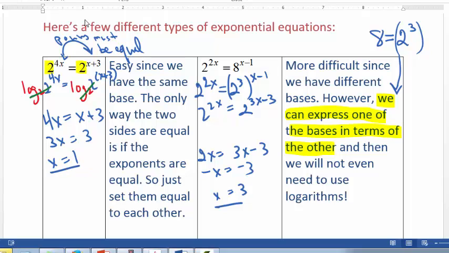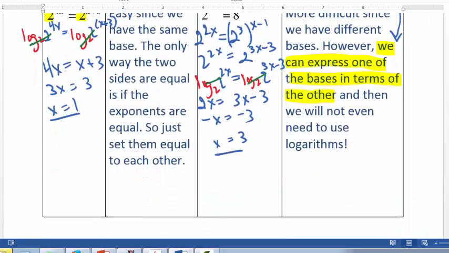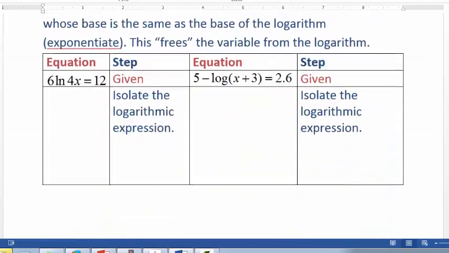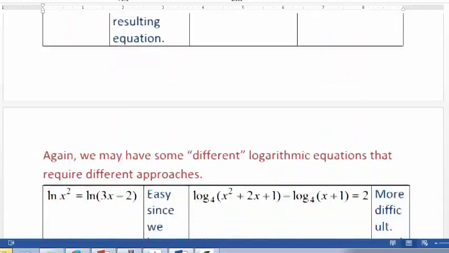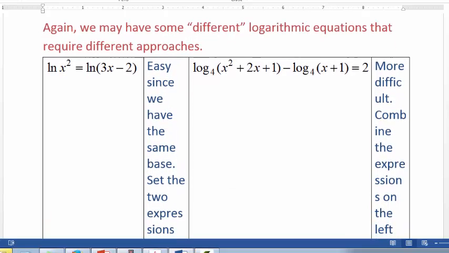And again, I could have said also, like I did in the last one, that I was really taking log base 2 of both sides here. So then I could use my inverse property, and I would still get 2x equals 3x minus 3. But again, it's really easier if you just think of it as, all right, I know those powers must be equal. So those were the different exponential ones, and then I also have what I call different logarithmic equations.